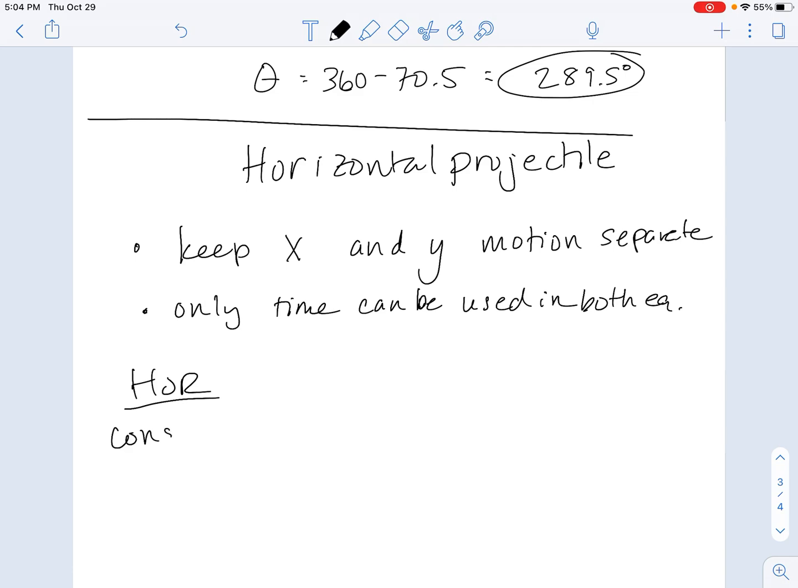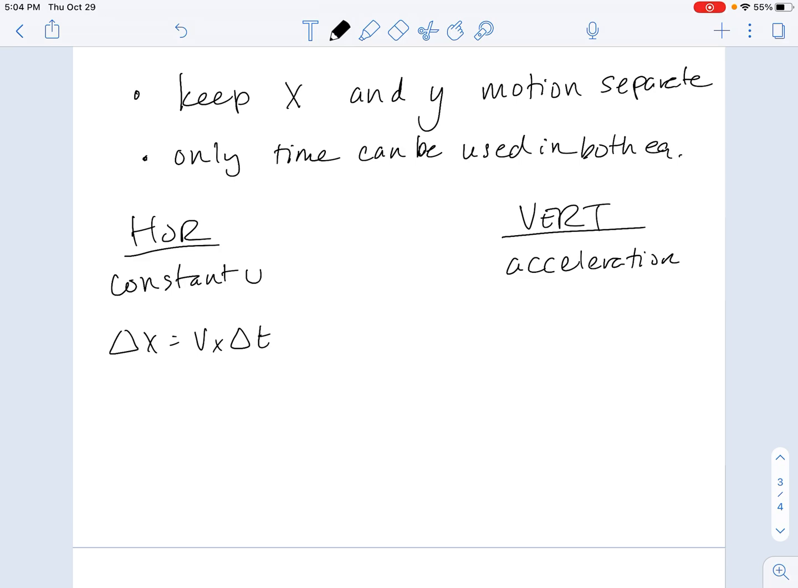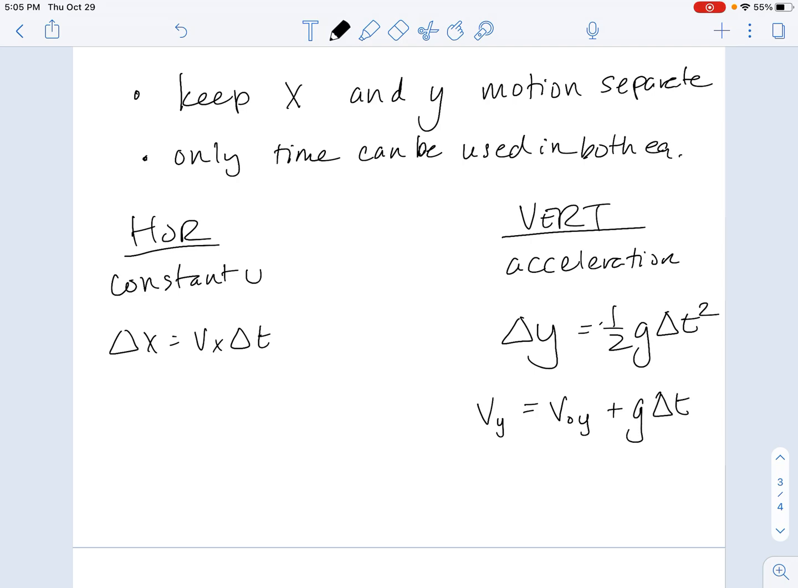In the horizontal direction, we have constant velocity, and there's only one formula that we can use with constant velocity. Displacement equals velocity times time. In the vertical direction, we have acceleration, and you can use all of the kinematic equations, but the one that comes up the most is delta y equals 1/2 g t squared. We also, though, could apply that vertical velocity equals initial vertical velocity plus g delta t. If it's a horizontal projectile, the initial vertical velocity is 0.